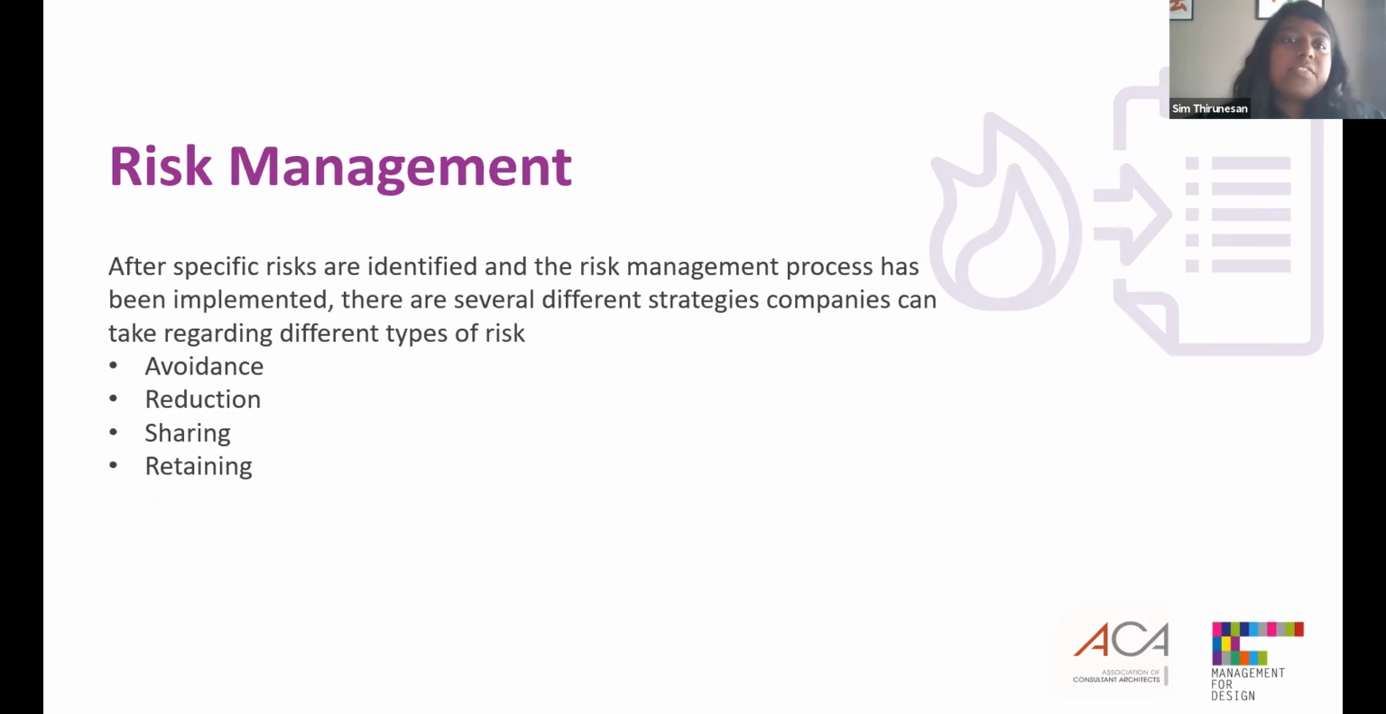After the practice's specific risks are identified and the risk management process has been implemented, there are different strategies you can take in regard to different types of risks. There is risk avoidance. While a complete elimination of all risk is rarely possible, a risk avoidance strategy is designed to deflect as many threats as possible in order to avoid costly and disruptive consequences of a damaging event. Secondly, there is risk reduction. Companies are sometimes able to reduce the amount of damage certain risks can have on a company process.